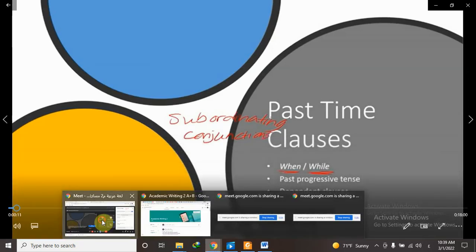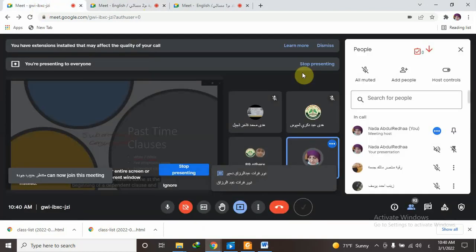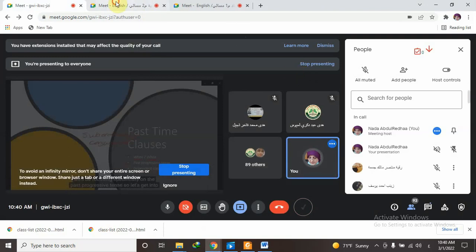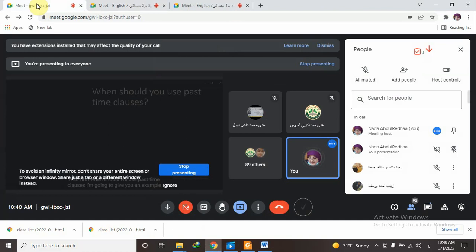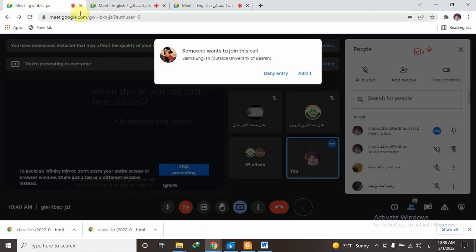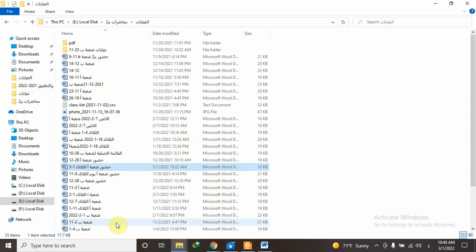Conjunctions. And hopefully you'll remember that subordinating conjunctions come at the beginning of a dependent clause. And we'll be focusing specifically on the past progressive tense. So let's get into it. So first, when should we use past time clauses? I'm going to give you an example here. First we're going to talk about the fact that they're used to describe past events. And they're also used to tell stories about the past.